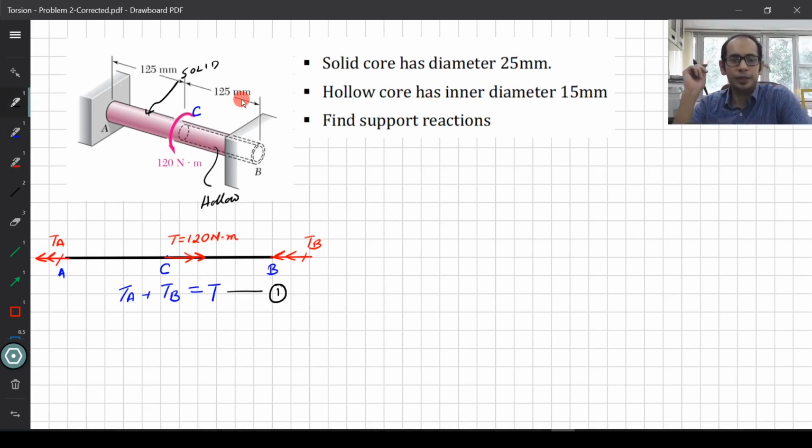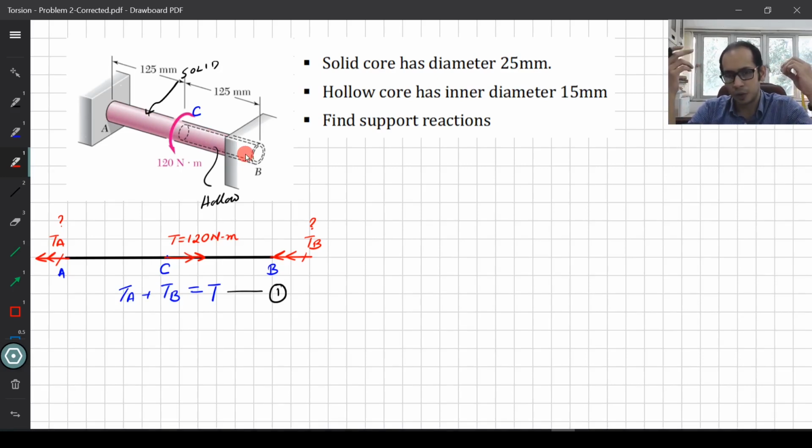Now how do I find TA and TB? That is the question, the support reactions. So what is the equation of compatibility which we are going to use? You can see that the ends A and B are clamped, so they are not going anywhere. So the overall phi, the angle of twist between A to B, is going to be 0, right? You may have internal phis, and the point C may move, but if you draw a straight line from A to B, that straight line does not move anywhere. So the overall phi for that entire structure, phi AB, is equal to 0.